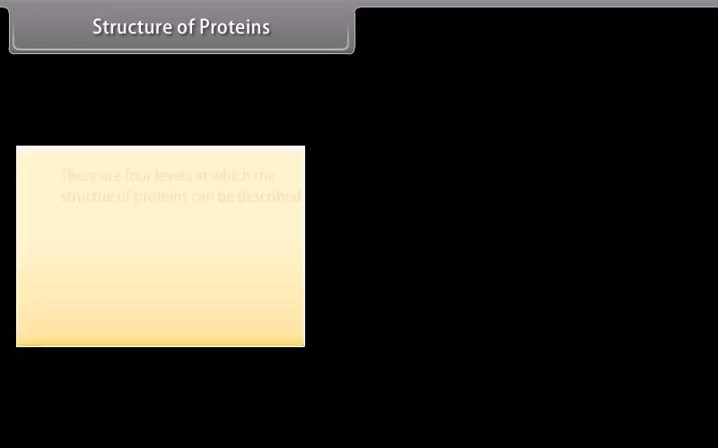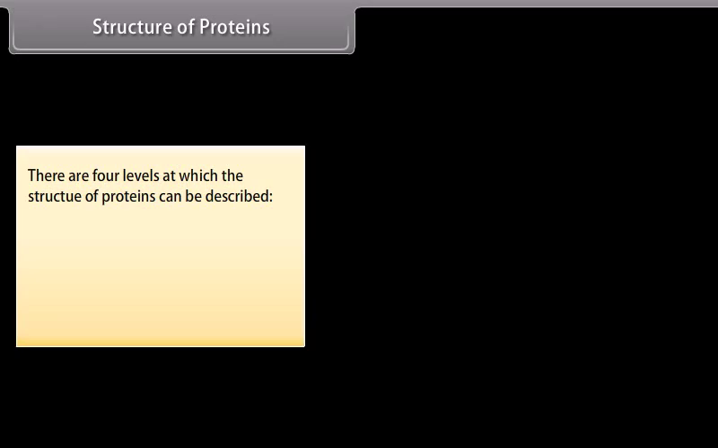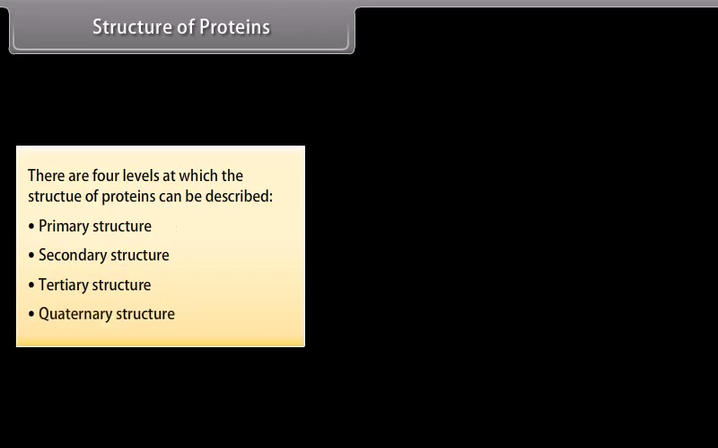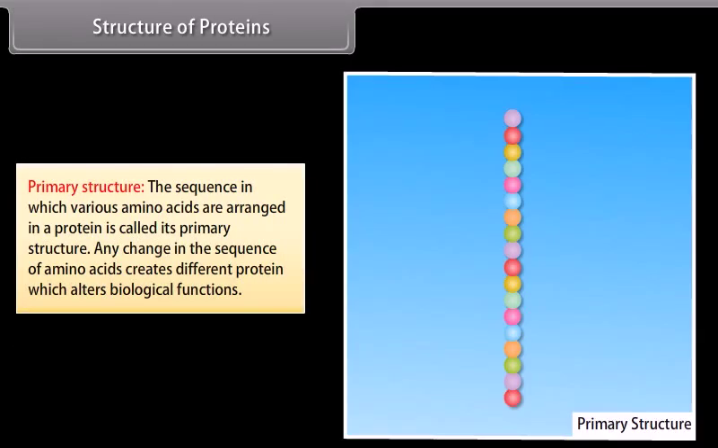Structures of proteins. The structures of proteins are quite complex. There are four levels at which the structure of proteins can be described: primary, secondary, tertiary, and quaternary structures. Primary structure. The sequence in which various amino acids are arranged in a protein is called its primary structure. Any change in the sequence of amino acids creates a different protein, which alters biological functions.